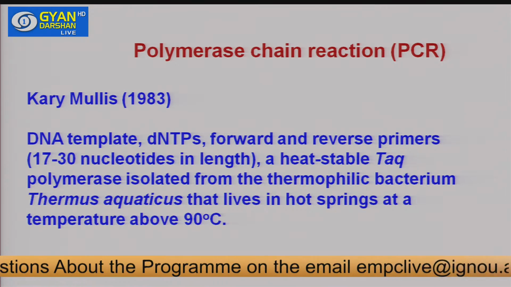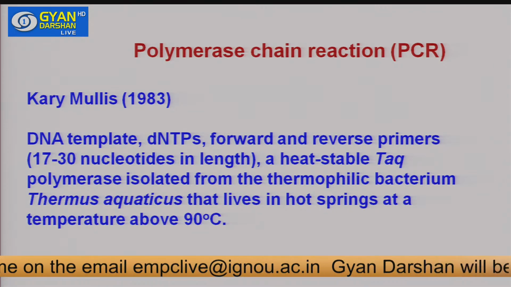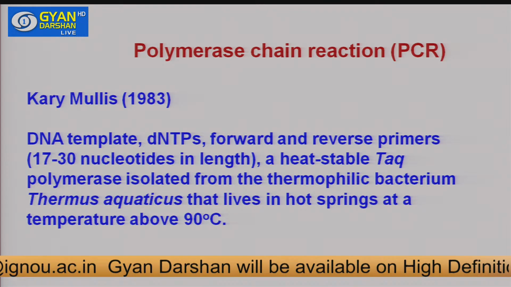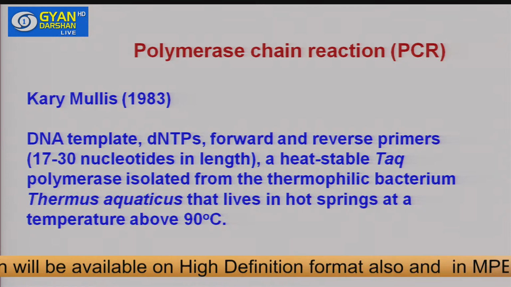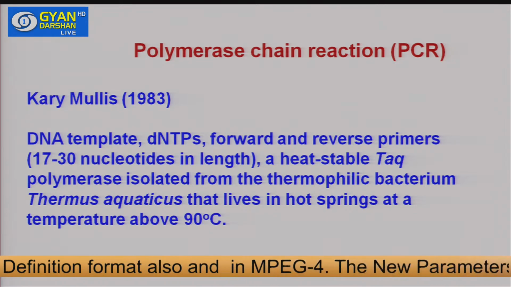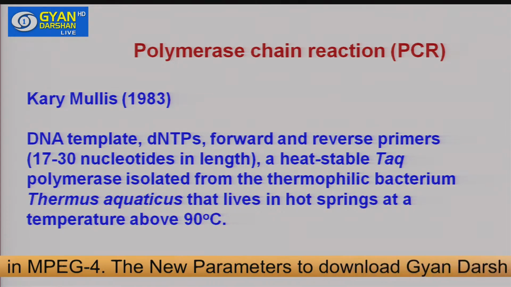That is DNA template, dNTPs, forward and reverse primers, 17 to 30 nucleotides, and the unique part is that you are using a heat stable Taq polymerase, which is isolated from one thermophilic bacterium, okay, Thermus aquaticus, which actually lives in hot springs or resides in hot springs, and it survives temperature of about 90 degrees centigrade.